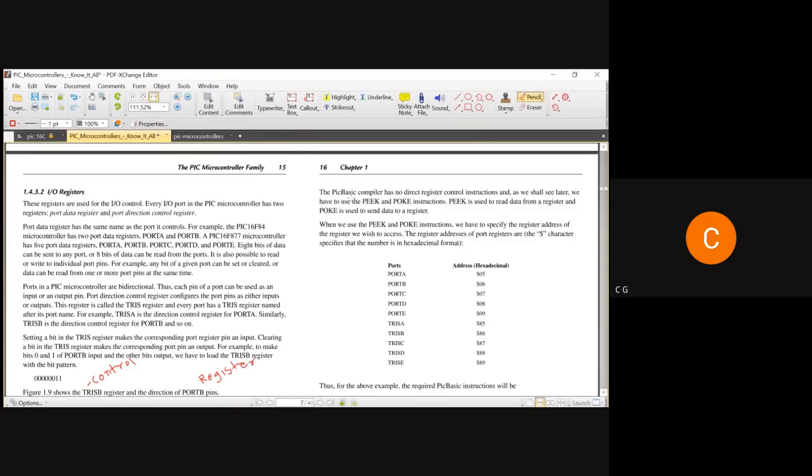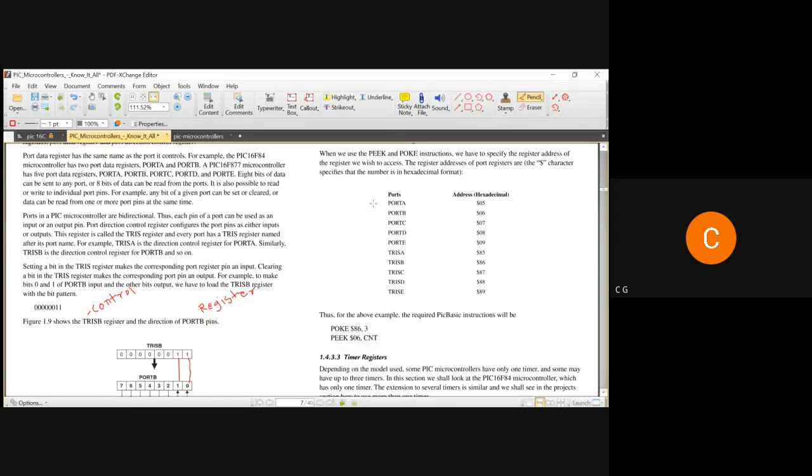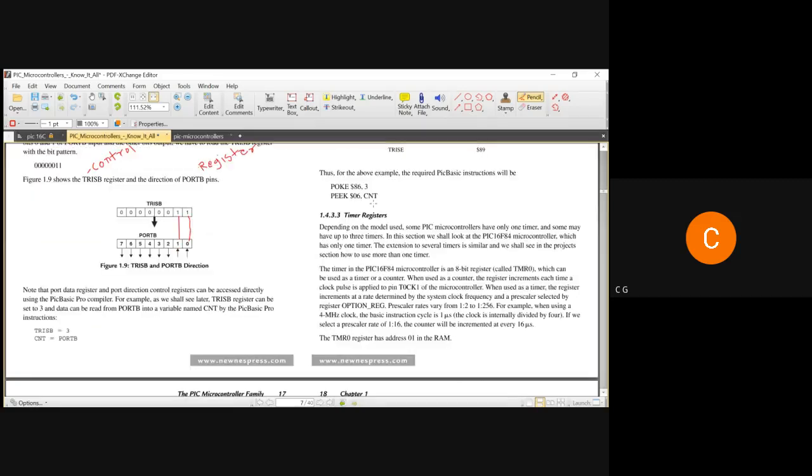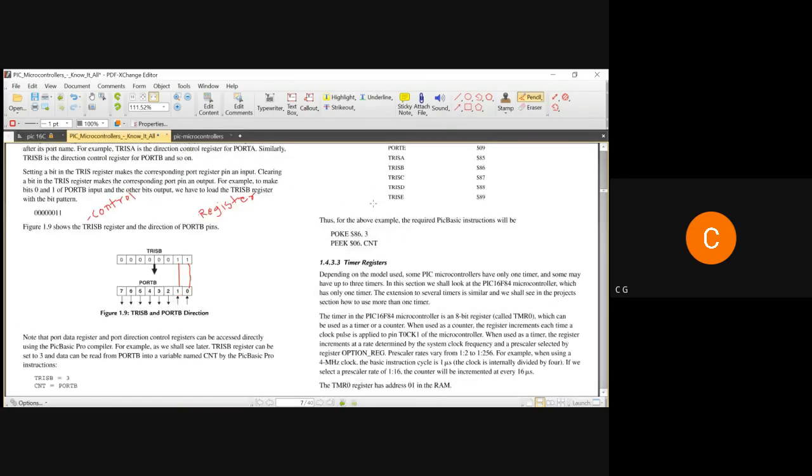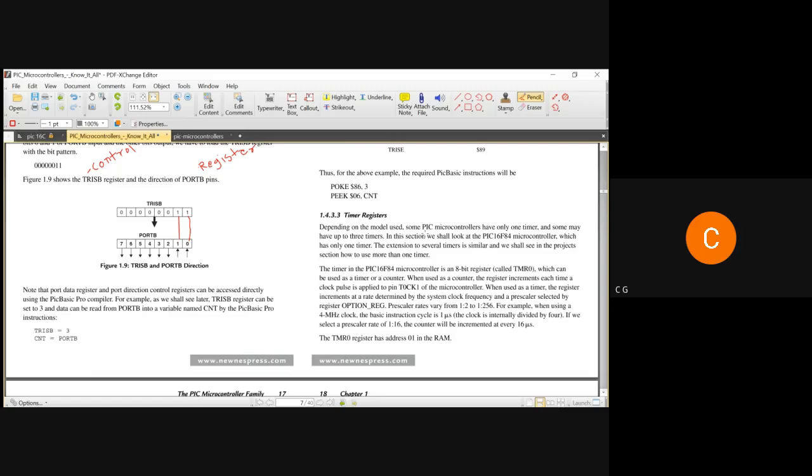This is the PIC basic compiler. This is software one can use on a PC to study how it is going to work. I have not used it anyway, but one can find out about it. This is a port register and a timer register. Depending upon the mode used, a PIC microcontroller has only one timer, and some may have up to three timers. So our basic one is only one timer.